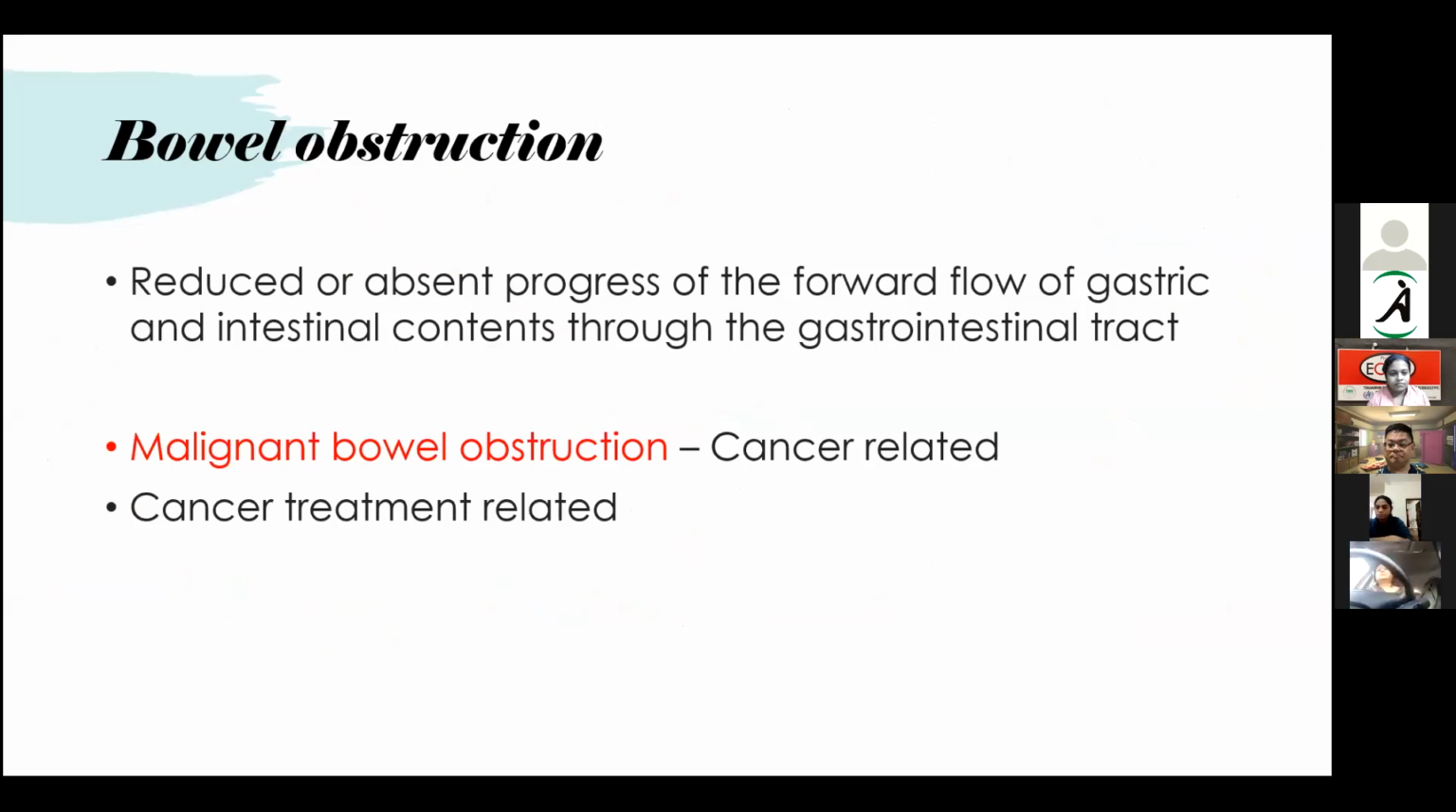So as we all know, the usual movement of the food particles or anything through the gastrointestinal system is from mouth towards the anus. So any reduction or absence in the progress of that forward flow, we usually call bowel obstruction. Although there are many causes of bowel obstruction, today we will be primarily dealing with malignant bowel obstruction, or bowel obstruction caused by cancer and some other causes which are cancer treatment related.